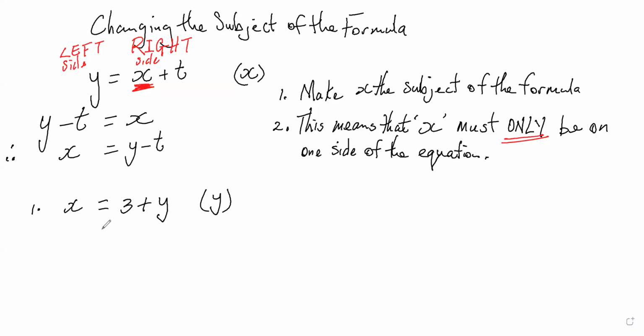So we're finding for y. We have to take the 3 to the other side. It becomes negative. So then we write, therefore, y is equal to x minus 3. So that was easy. Antonio, you came in a little late, but this is what we are doing, changing the subject of the formula. That was really easy.